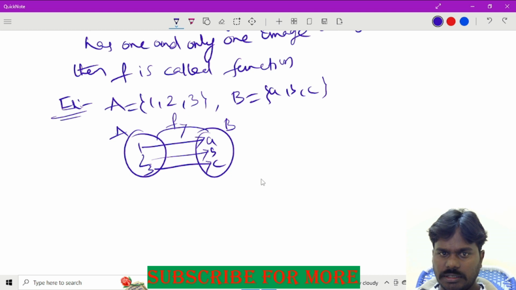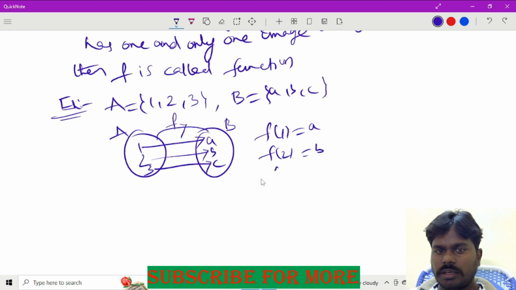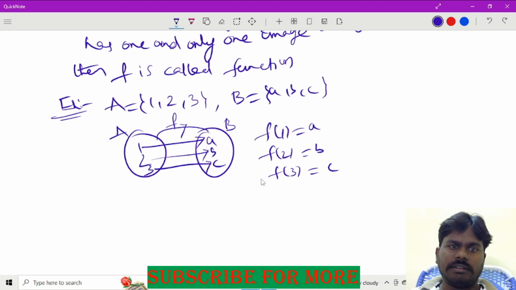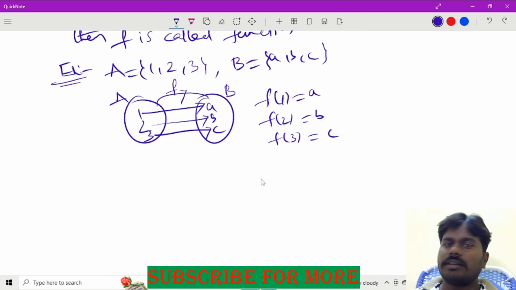That means here with respect to 1, a is called the image of 1. That is, f of 1 equals a, f of 2 equals b, f of 3 equals c. The elements in the first set are mapped with one and only one element of set B. So this is called a function.